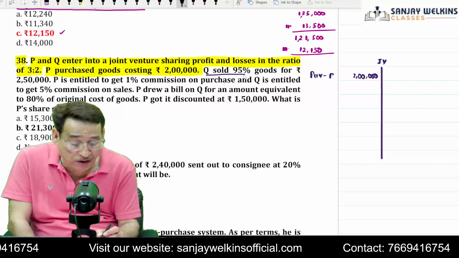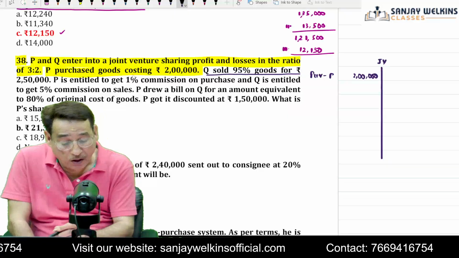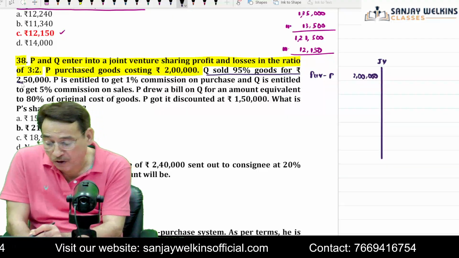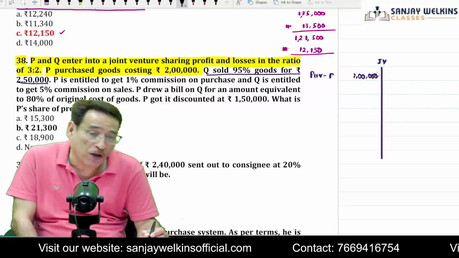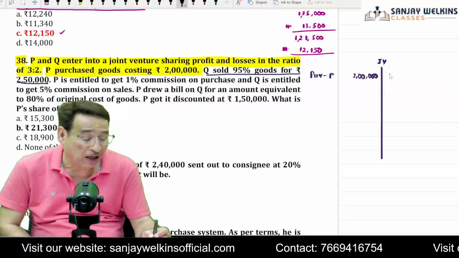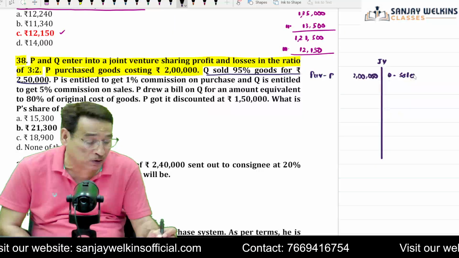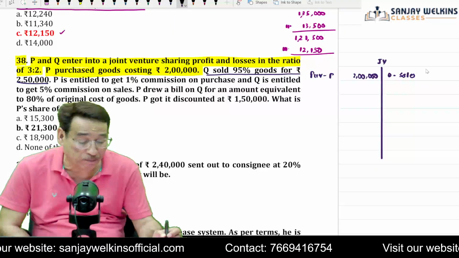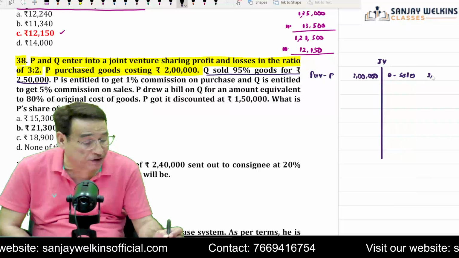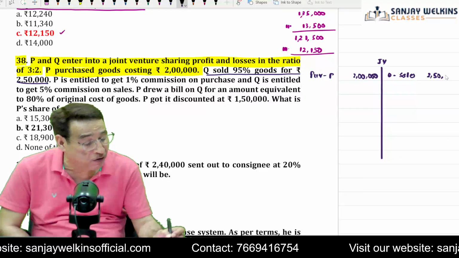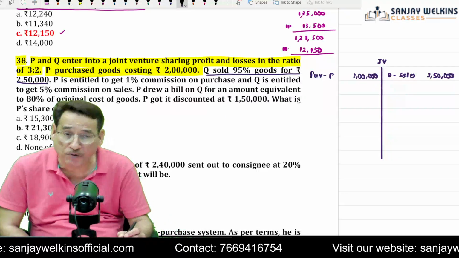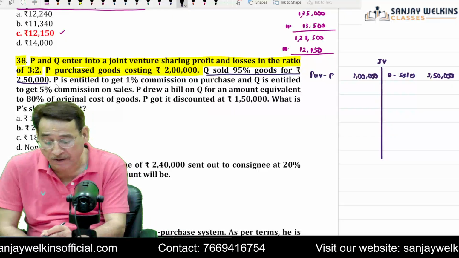Further, it is given Q sold 95% of the goods for rupees 2,50,000. So P has purchased the goods and Q has sold the goods. He has sold 95% of the 2 lakh goods, but he sold them for 2,50,000. We are more concerned with the amount of the sales, which happens to be 2,50,000 in this particular case.